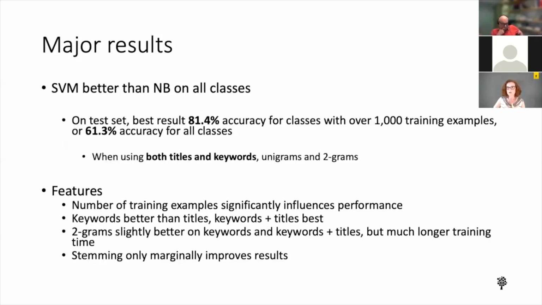We had almost no resources to do this research, so that's one of the reasons why we didn't go as far as we wanted to. It turned out that SVM performed better than naive Bayes, and 80% accuracy was achieved for classes that had enough training examples, but in reality we don't have that, and then we have some 60% accuracy.